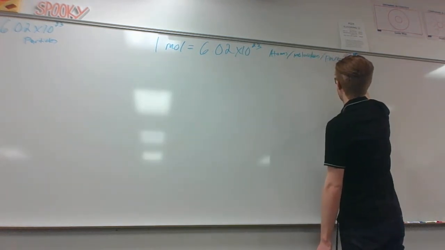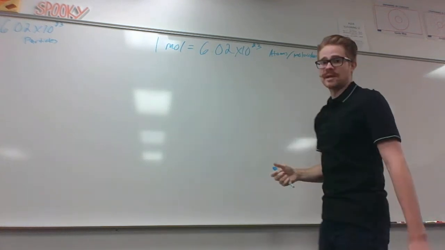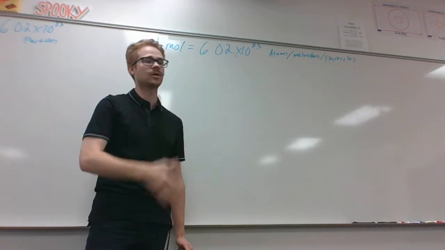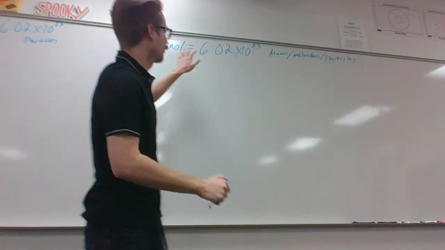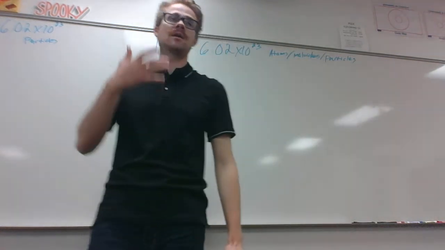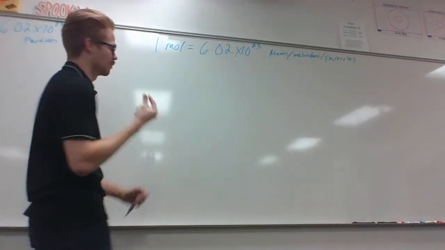particles. So basically just saying the same way we could have a dozen donuts, a dozen cookies, a dozen anything. We can have 6.02 times 10 to the 23rd atoms, molecules, particles. It's just defining a very big number for things that are very small.